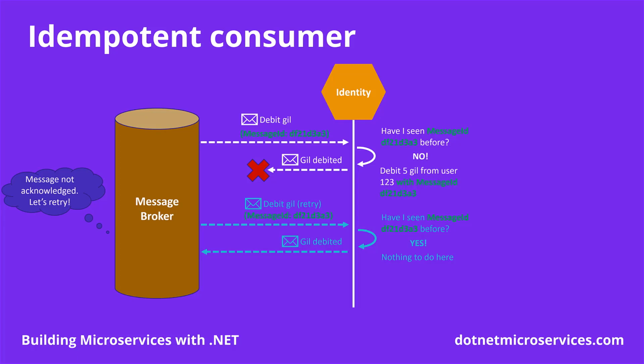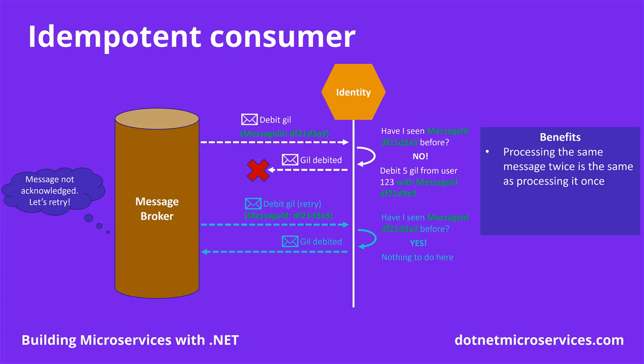As you can see, when an idempotent consumer processes the same message twice, or any number of times really, it is the same as if it processed it only once. And this brings the expected benefit of not causing any inconsistencies in the service's local transactions, like the modification of the user's yield balance. In the next lesson, we will see how to modify our inventory and identity microservices to become idempotent consumers.